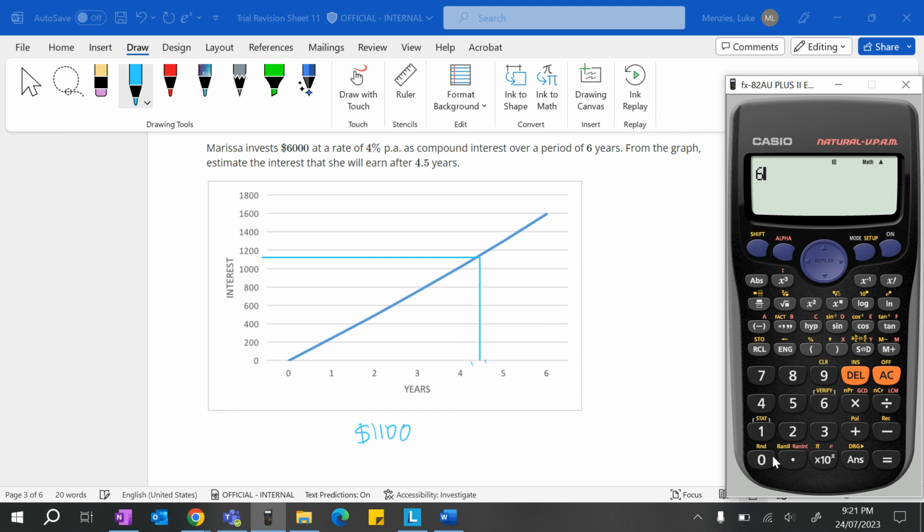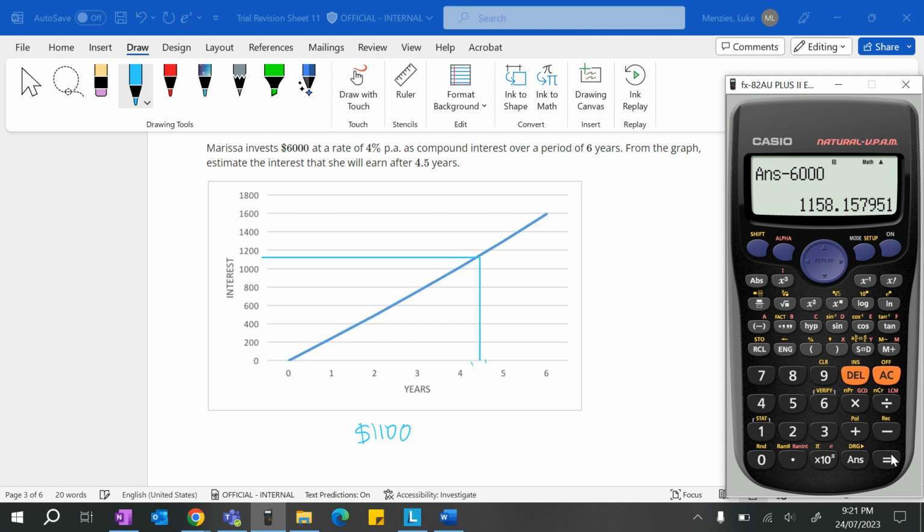I've just said don't do it, now I'm about to do it. Compounding interest per annum: 1 plus 4% to the power of 4.5, minus 6,000, because it's only talking about interest. So there we go, 1,158.